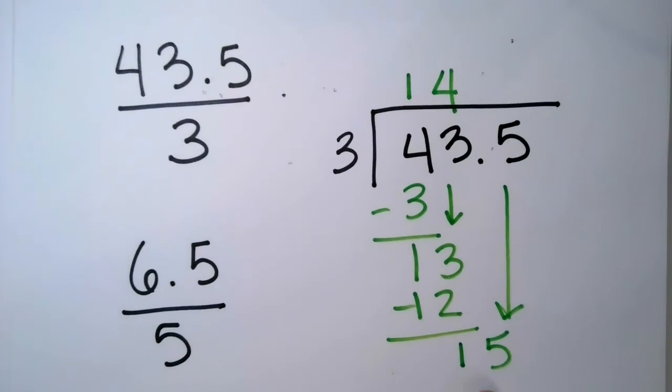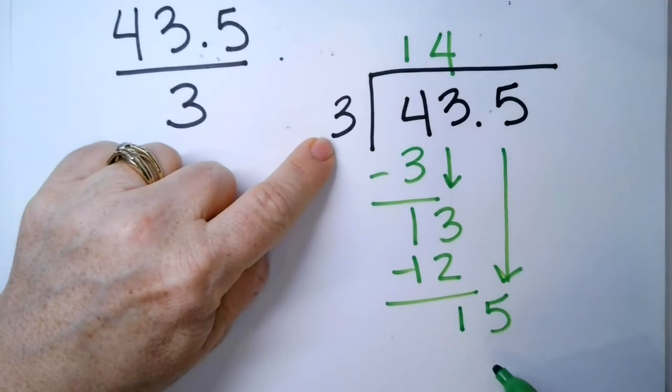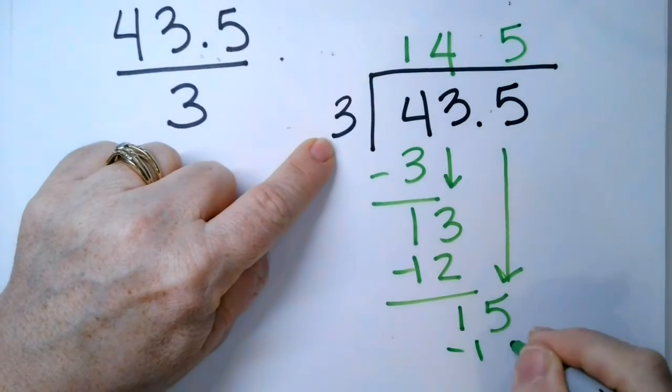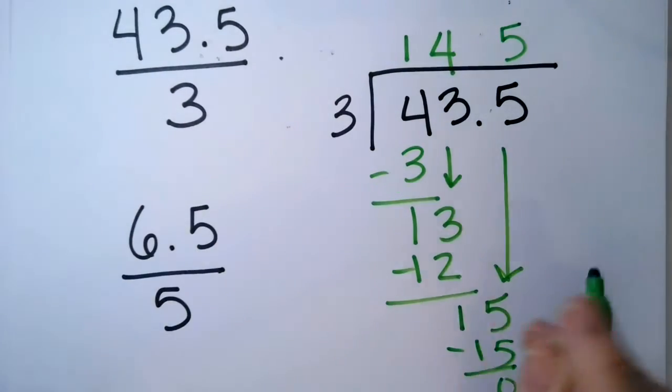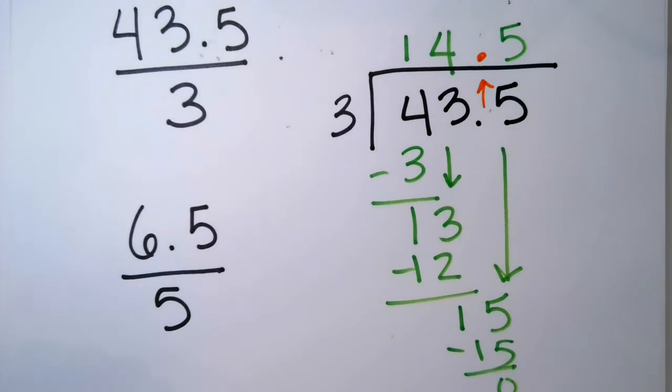3 goes into 15 how many times? Can you finish this problem? Tell me what the final answer is. 3 goes into 15 that many times. And don't forget to push up the decimal point.